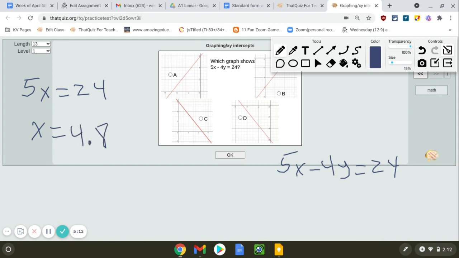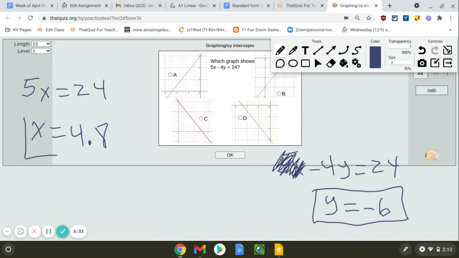And then on the y, I would plug in 0 for x. And this is going to leave me with y equals negative 6. Here's the key. Y has to be negative. So look for which graph where the y-intercept is negative and the x-intercept is positive. That should do it.